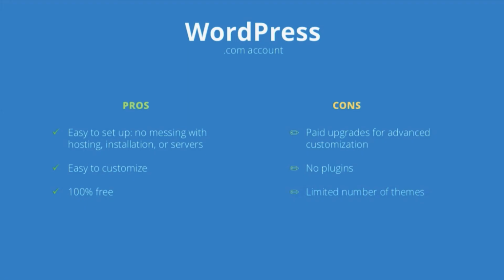Some WordPress.com account pros are that it's easy to set up, and you don't have to deal with hosting or installation. They're fairly easy to customize, and everything's 100% free. The process is really guided and pretty easy to start off if you're a beginner or just want to play around with the whole WordPress platform in general. Some of the cons are that you have to pay for upgrades and advanced customization. You can't install any plugins or themes, and everything's a lot more limited.